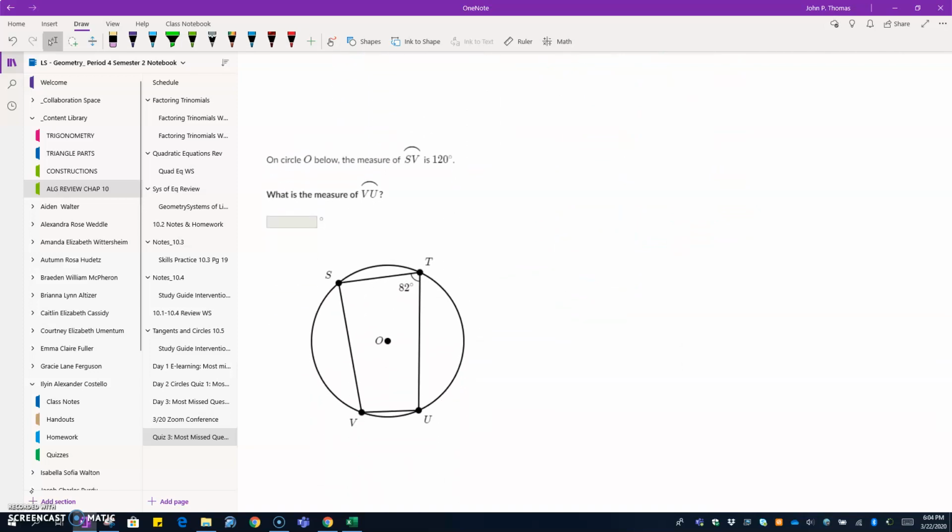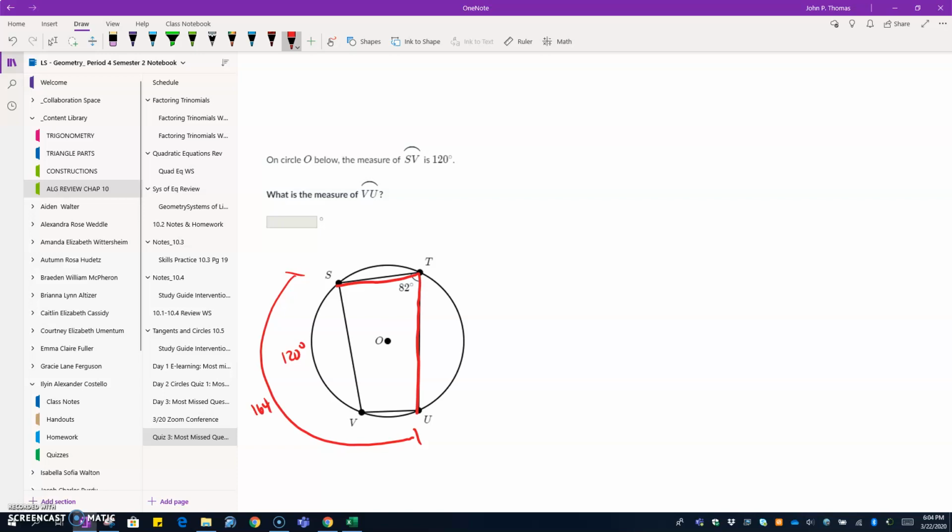On circle O, SV is 120. Alright, so I have a 120 degree arc there. And it asks me what is the measure of VU. So first thing I've noticed is I've got an inscribed angle right here. And that inscribed angle cuts off this large arc. Alright, so the relationship is that the arc is double the inscribed angle. So since the inscribed angle is 82, that would be 164 for this arc.